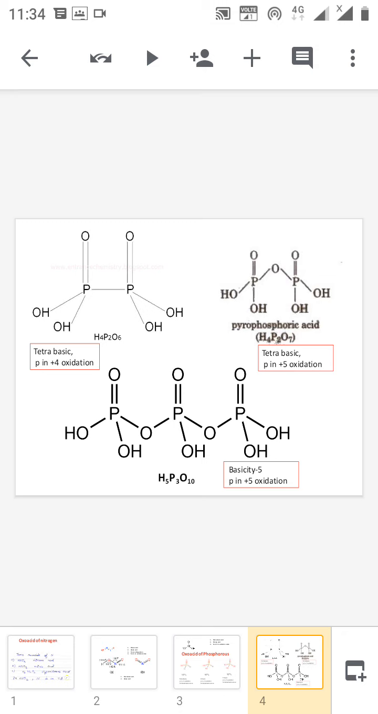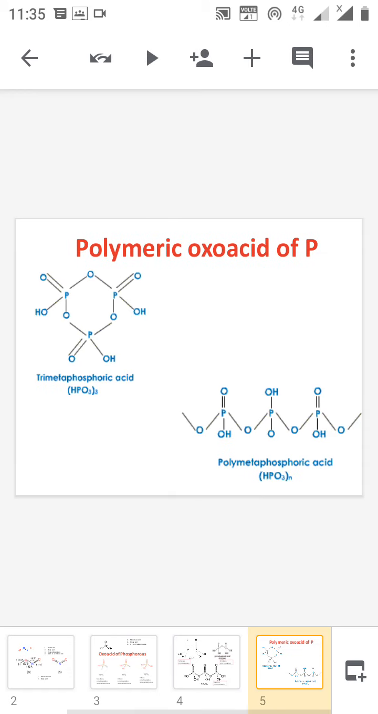For this category the structure is very simple, just fused tetrahedral geometry of the phosphoric acid. Okay, the next category is the polymeric oxyacids of phosphorus. Phosphorus forms two different types of compounds. First is (HPO3)3, a cyclic acid, trimetaphosphoric acid, and next is polymetaphosphoric acid, (HPO3)n. For these, phosphorus exists in the +5 oxidation state.